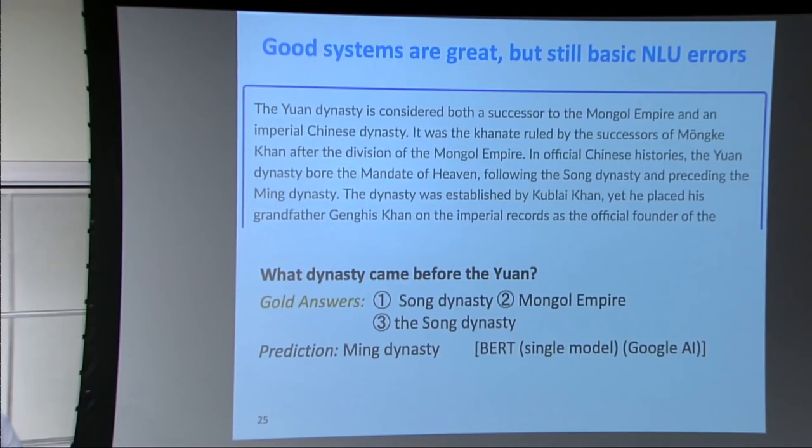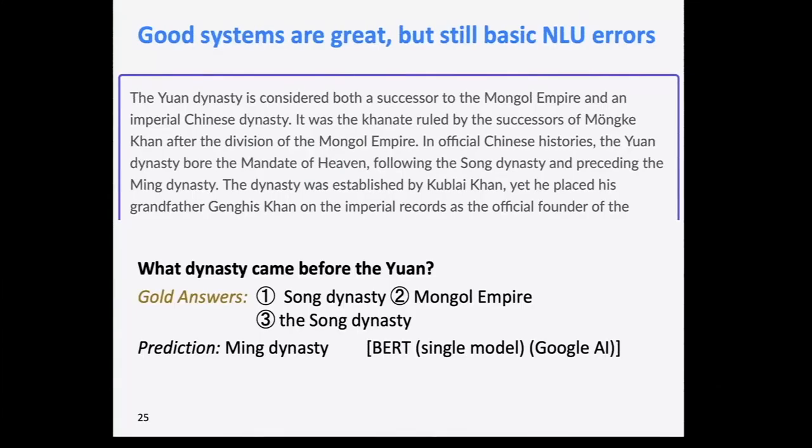Okay, so this one: the Yuan dynasty is considered both a successor to the Mongol Empire and an imperial Chinese dynasty. It was the Khanate ruled by the successors of Möngke Khan after the division of the Mongol Empire. In official Chinese histories, the Yuan dynasty bore the mandate of heaven following the Song dynasty and preceding the Ming dynasty. Okay. And then the question is, what dynasty came before the Yuan? And that's a pretty easy question, I'd hope, for a human being. Everyone can answer that question?